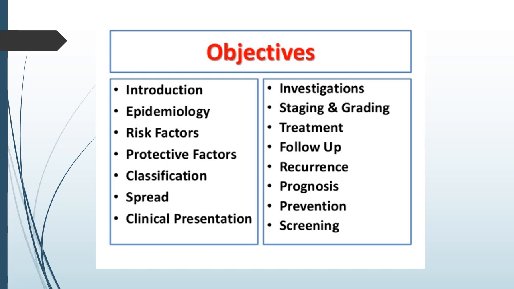How are you going to classify endometrial carcinoma? What is the spread, and what's the clinical presentation? How are we going to investigate a suspected case of endometrial carcinoma? How it is staged, and what is grading important in endometrial carcinoma, and what's the treatment?